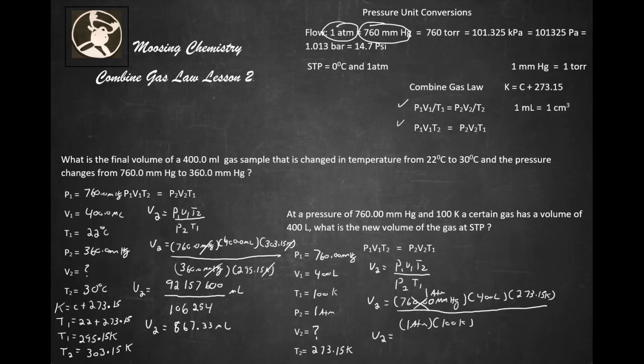So this is going to be 400 times 273.15 divided by 100. And I'm going to get the volume to be 1,092.6 liters. And that's it for this lesson.